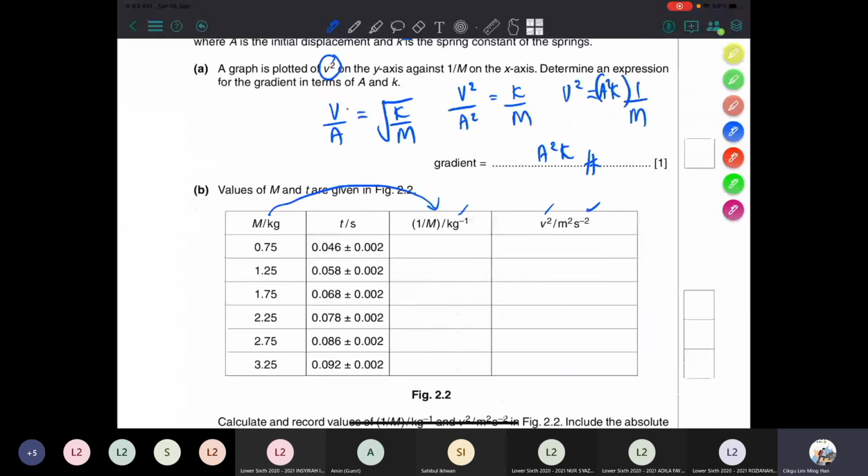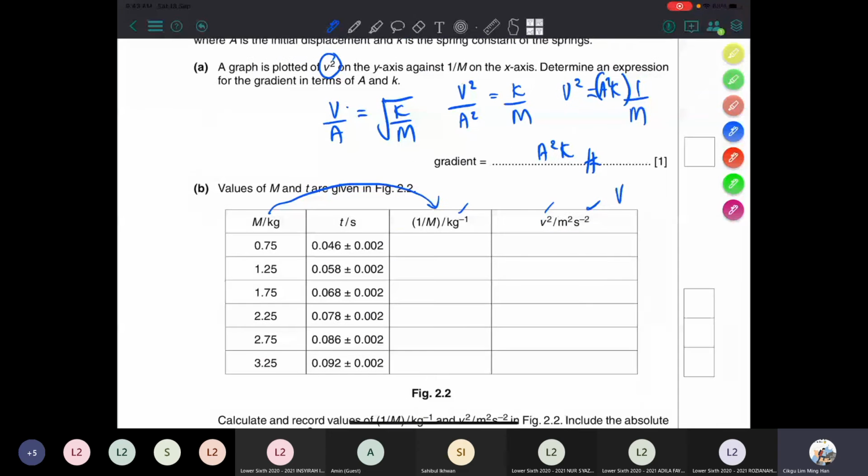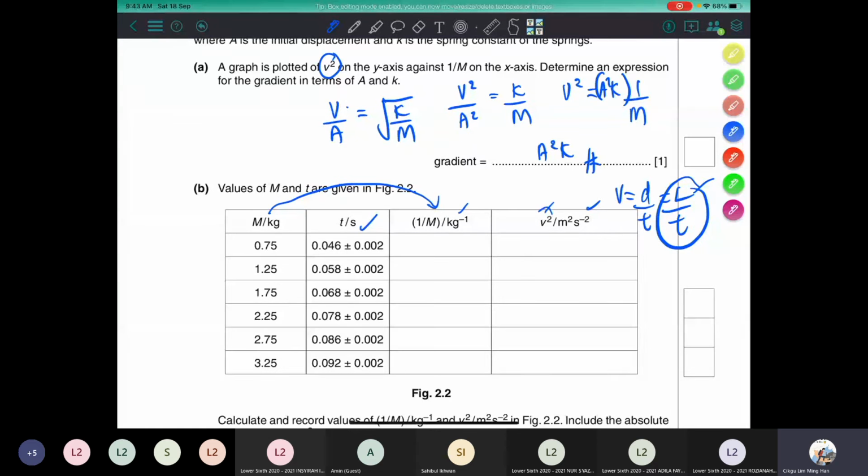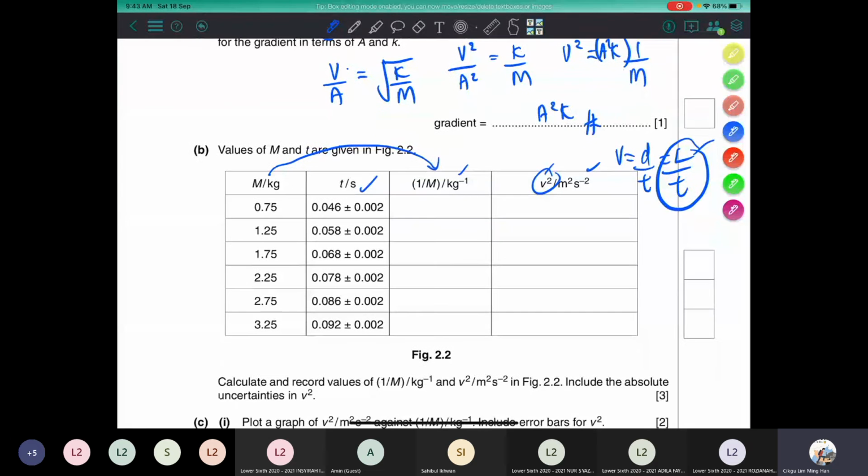So that means you use speed equal to distance over time. So the L over the T. L is given, your T is given here. Then after that, you have to square the answer here. Then you should be able to get the answer here. Okay. So this one done.